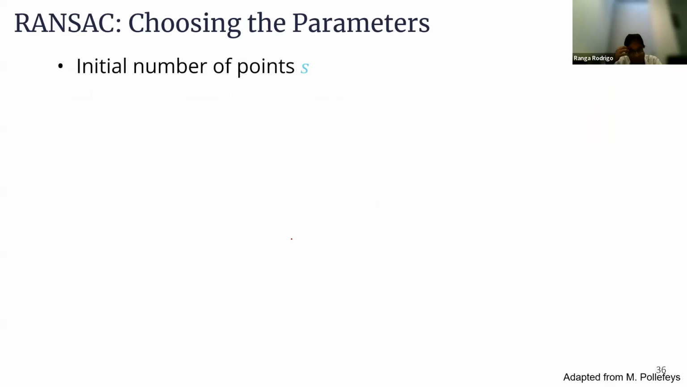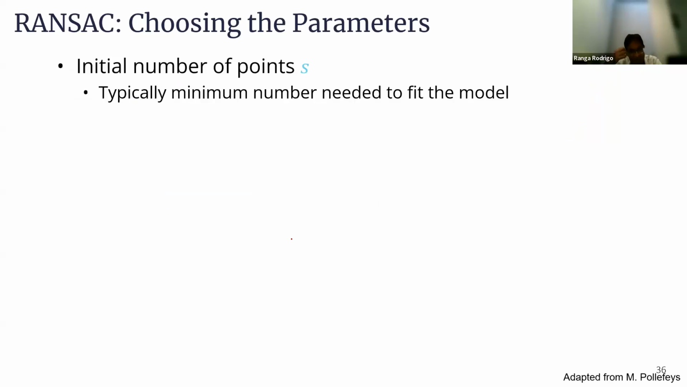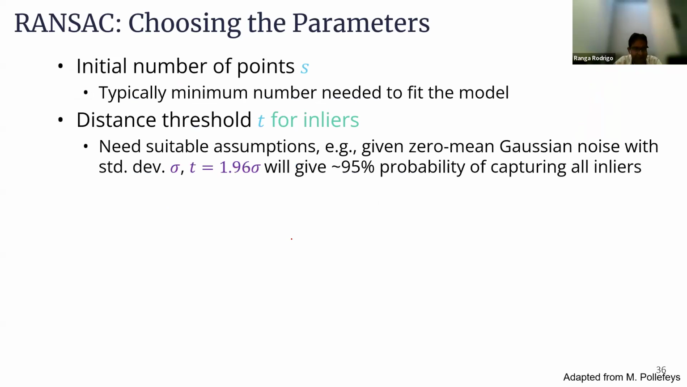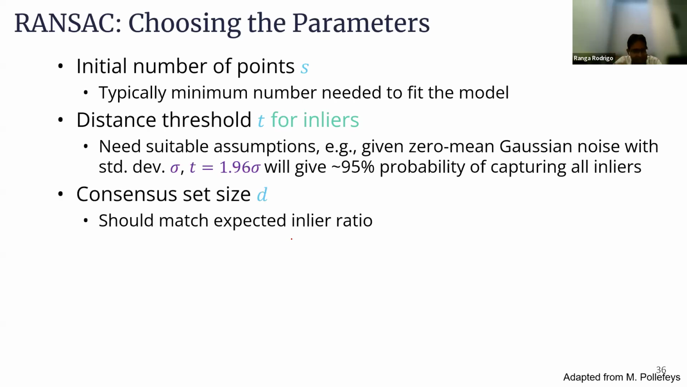It's very, very powerful. So the initial number of points is typically the minimum number needed to fit a model. A distance threshold t for inliers is required. These are the parameters. We need a suitable assumption. Example, given zero mean Gaussian noise with standard deviation sigma, the threshold t can be 1.96 sigma, which gives 95% probability of capturing all the inliers. So the threshold is sort of defined by the standard deviation of the points. The consensus set size, d, should match the expected inlier ratio.